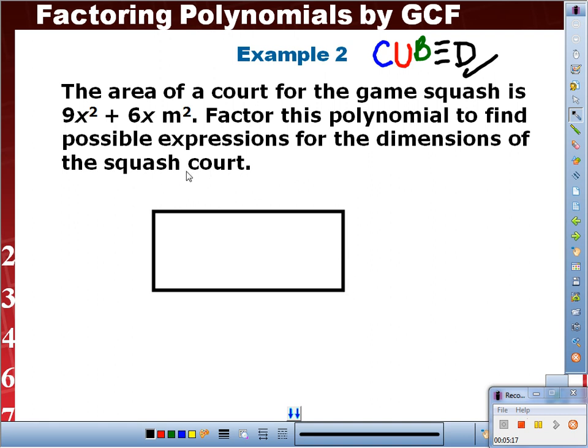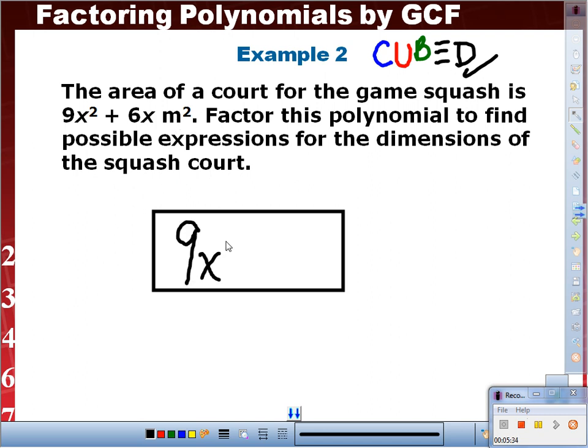And let's label. What are they talking about? The area of the court. What is the area? 9x squared plus 6x meters squared. So I'm going to label the area in here. 9x squared plus 6x. Why didn't I write the m squared? Because that stands for the unit of measure, meters squared.